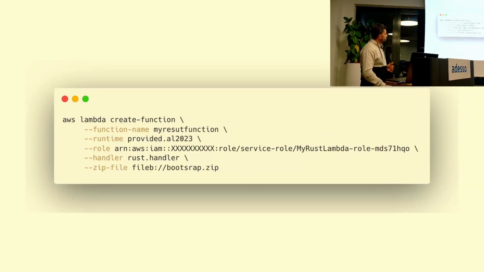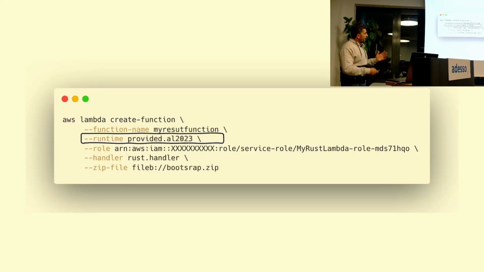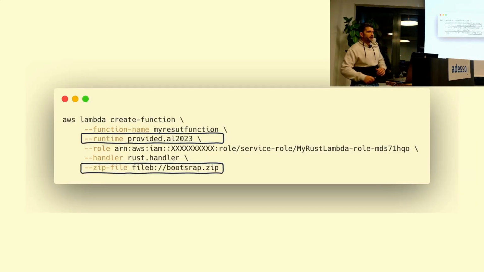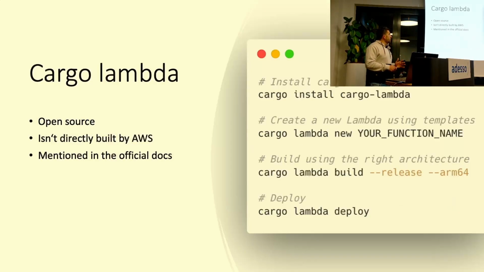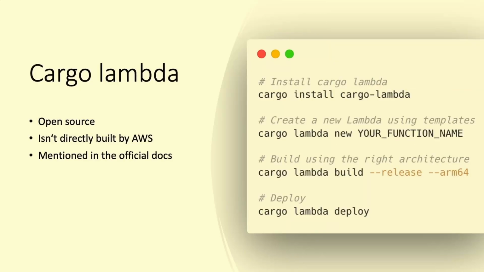The next step is to deploy it to Lambda. We say, now please create a new function. This function has the runtime provided with it. That's what this line says: it's not Node.js, not Python, I will provide the runtime. And that's the file I need to upload, the file which you have just created. And you're done. There are also some new frameworks or tools for Cargo which can speed up this process.